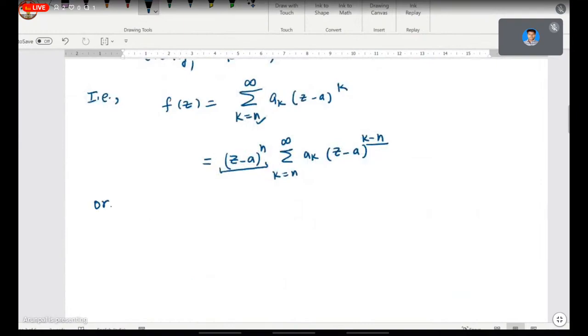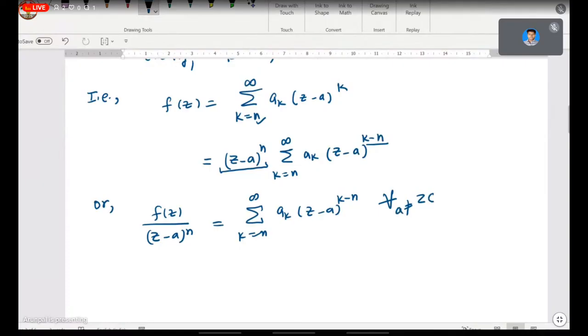Or, class, I can say f(z) upon (z minus a) to the power n is equal to the summation, k going from n to infinity, of a_k (z minus a) to the power k minus n, for all z which are not equal to a and in the ball, except the center, because otherwise f(z) upon (z minus a) to the power n will have no meaning. So except the center, I can write this expression, class, for all other z's.